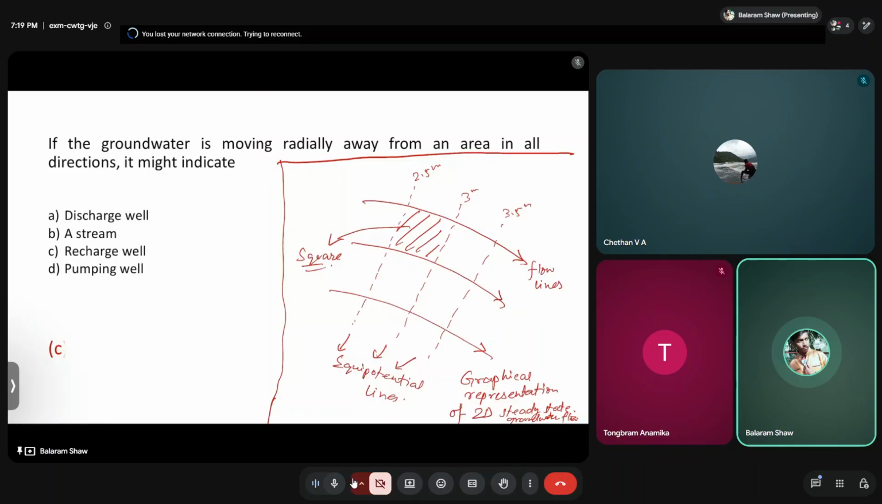So as we are seeing just now, if the groundwater is moving radially away from an area, this means that well is recharging the subsurface, and hence the correct answer for this will be C, that is recharge well.